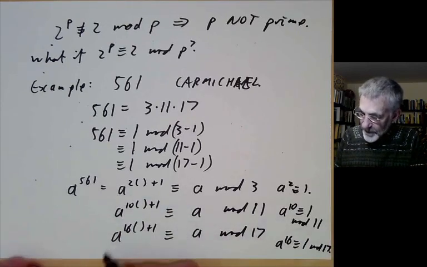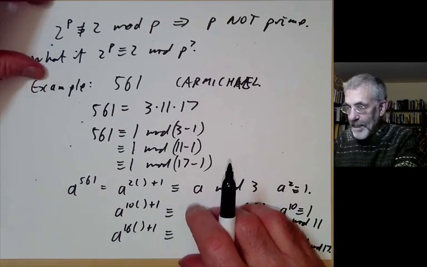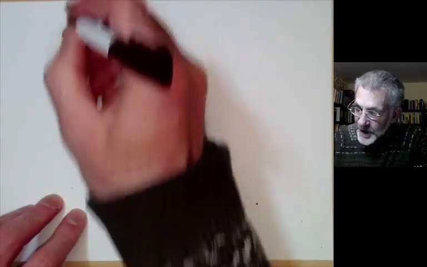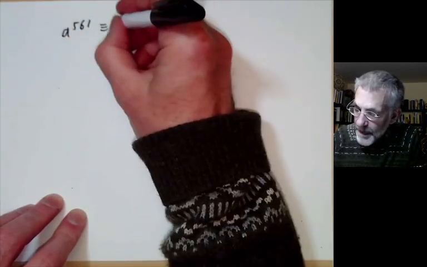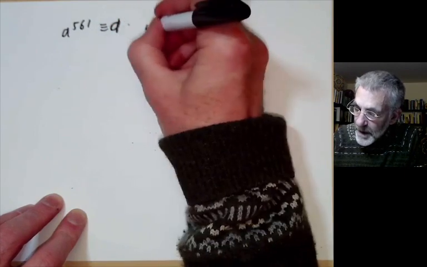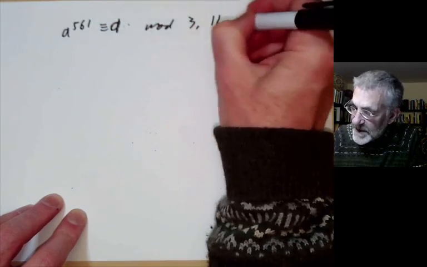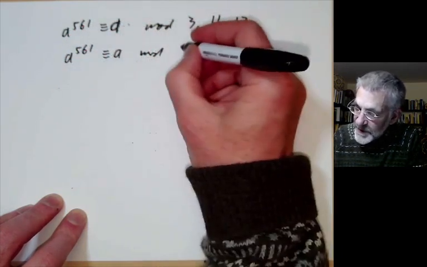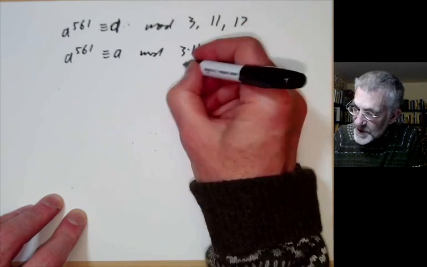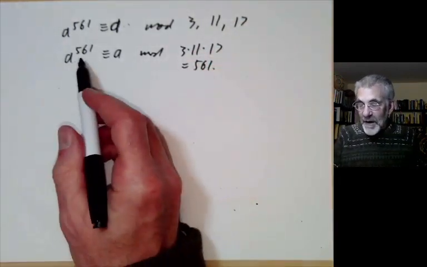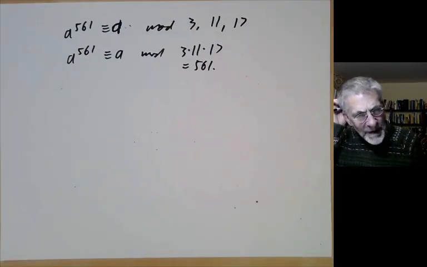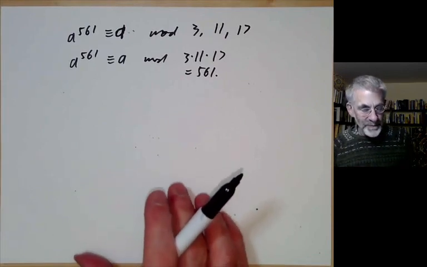So we find that a to the power of 561 is congruent to a modulo 3, 11 and 17. And so a to the 561 is congruent to a modulo 3 times 11 times 17, which is just 561. So Fermat's theorem actually works for this funny number 561, even though 561 isn't prime.